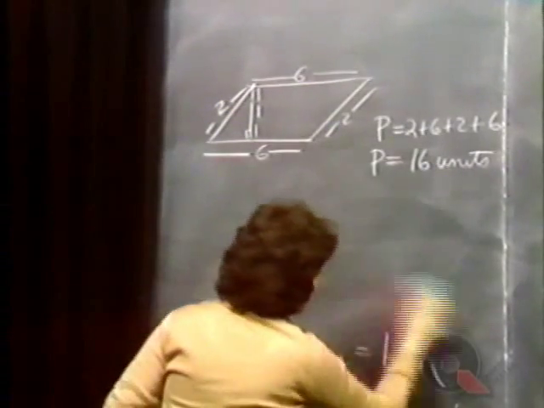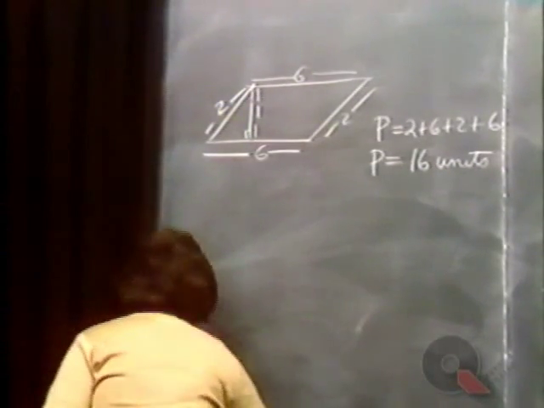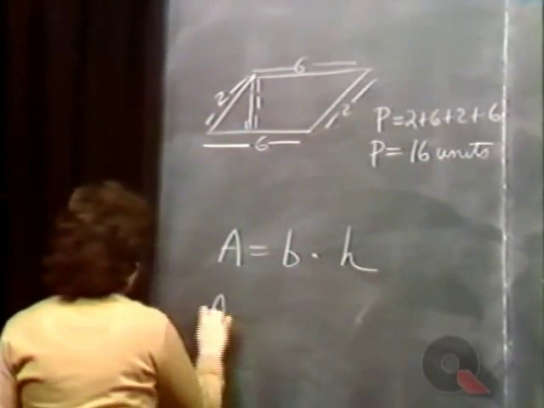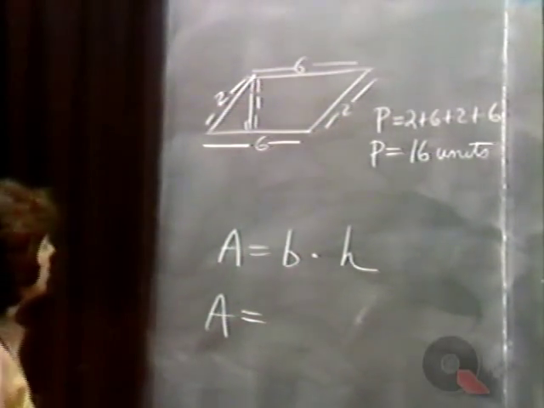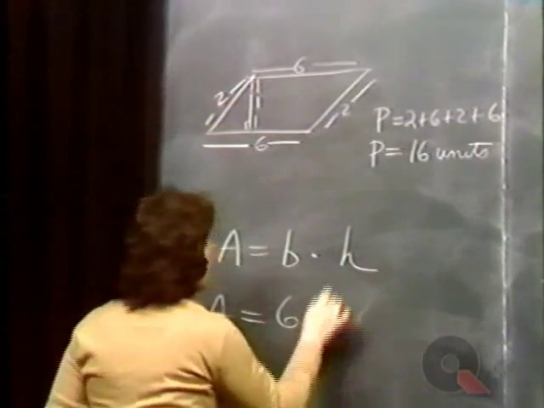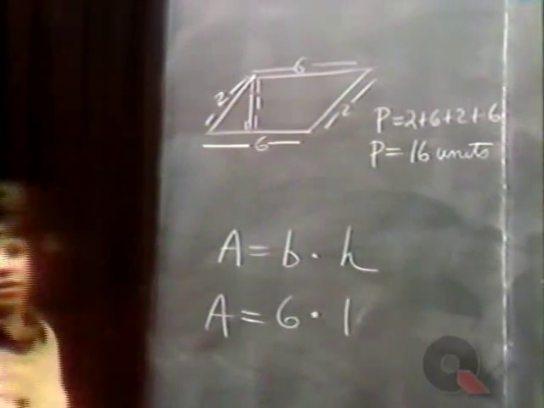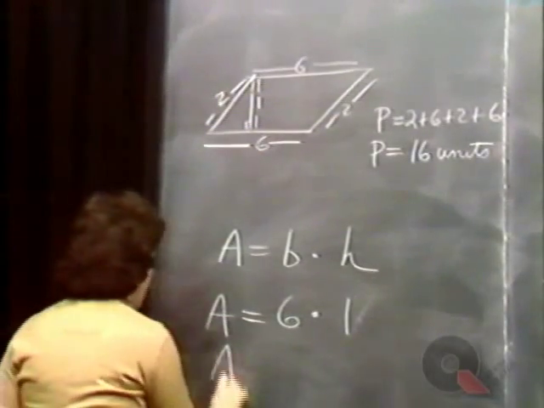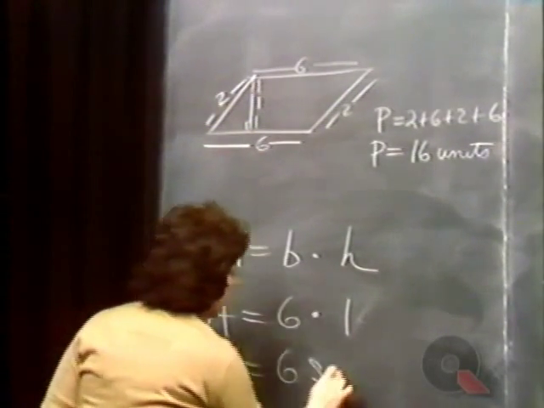The area is base times height. The base is 6. The height is 1. It's not 6 times 2. It's 1, the perpendicular height. So the area is 6 square units.